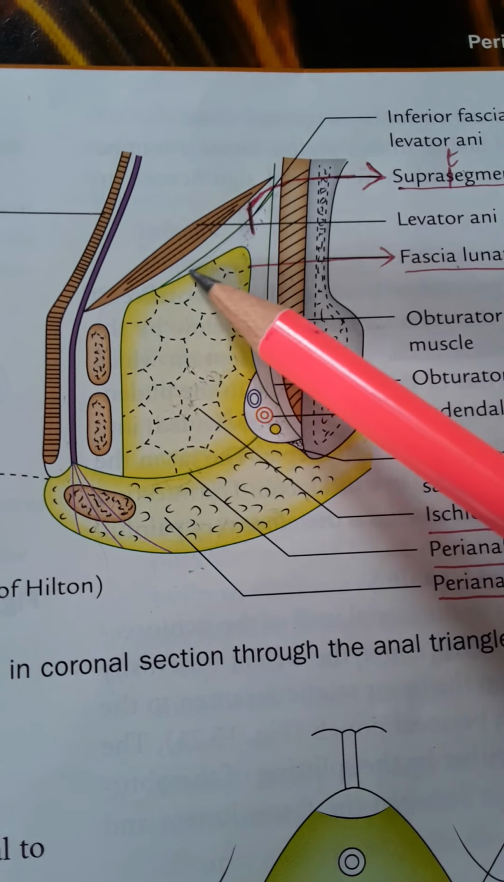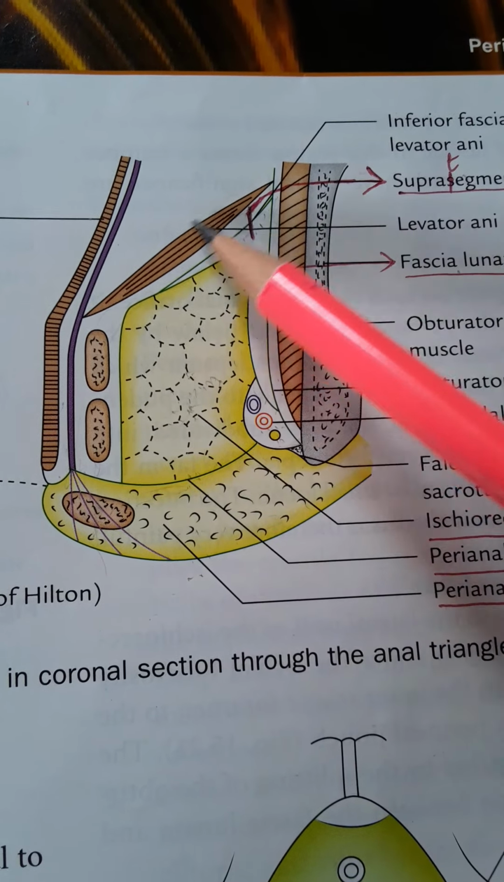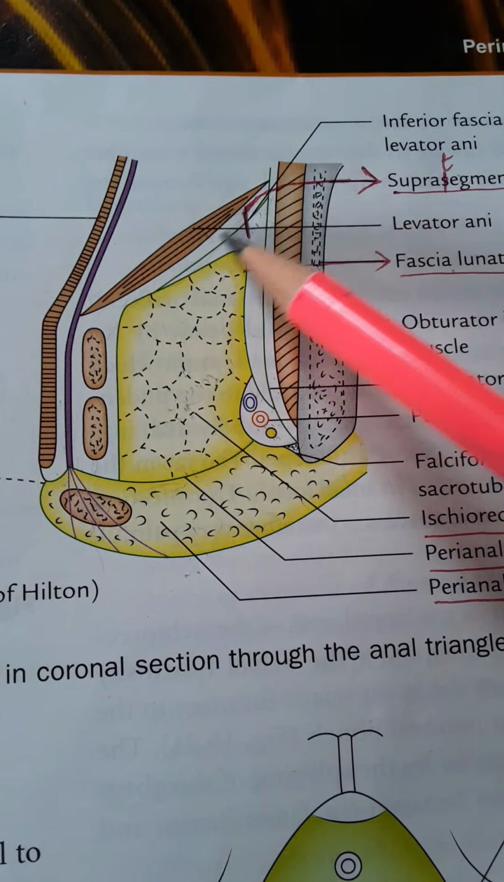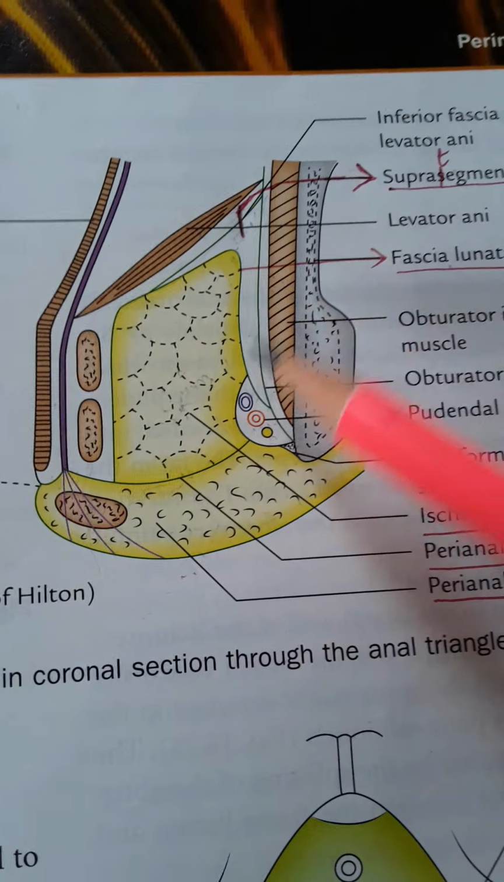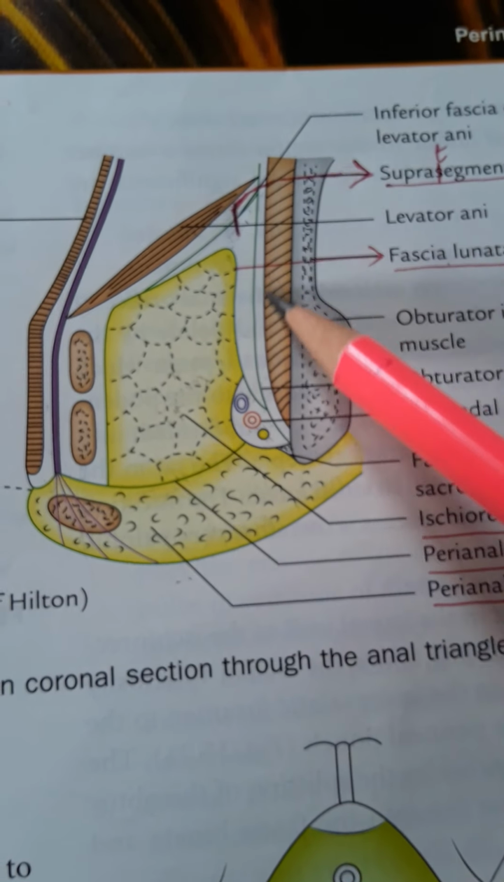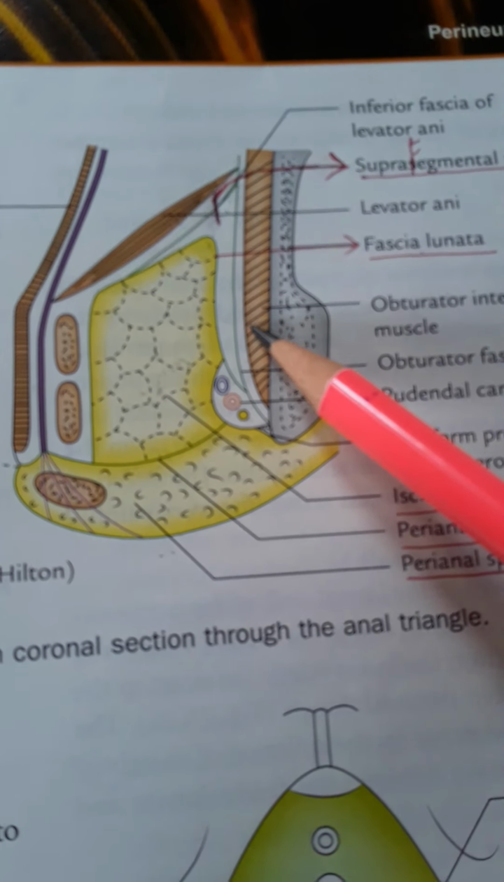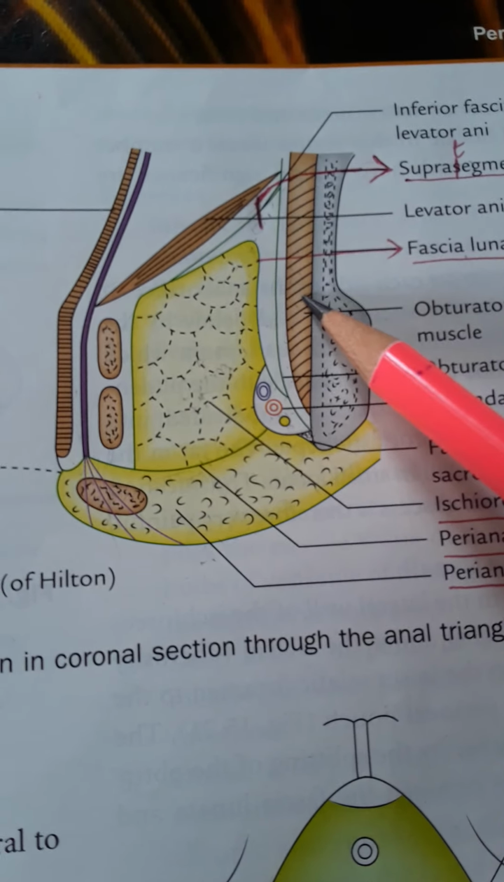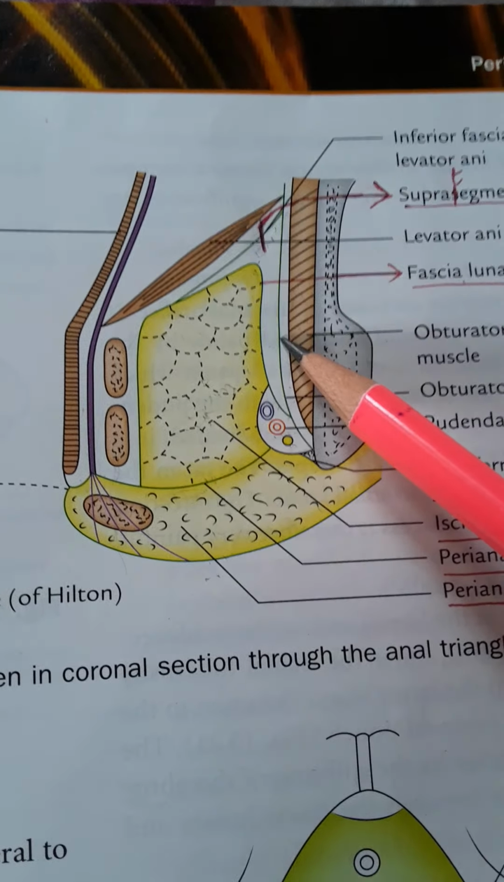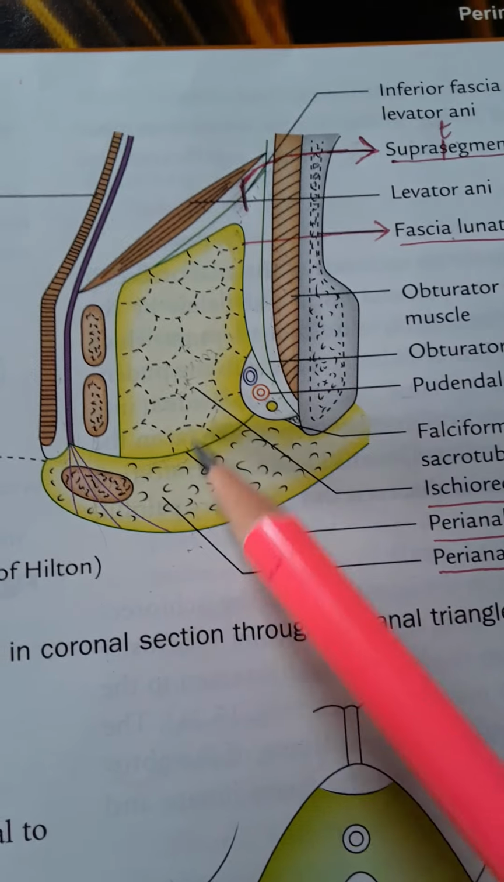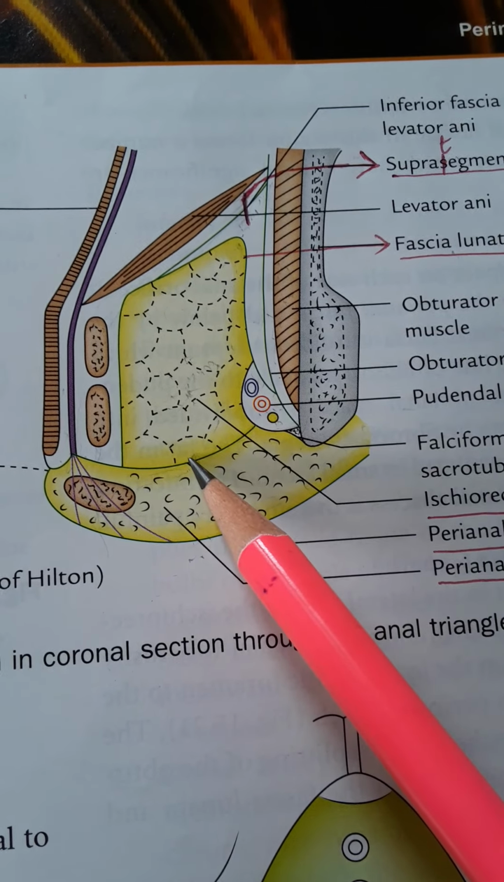This medial wall is lined by a fascia called the anal fascia. The fascia covering the lower part of the levator ani is the anal fascia. Then the lateral wall is vertical. It is formed by the obturator internus muscle and the fascia covering it, which is called the obturator fascia.